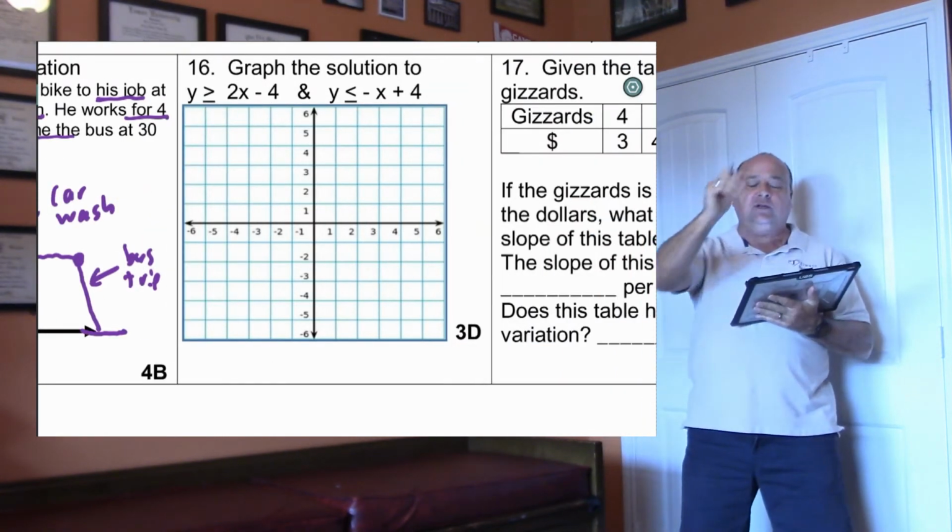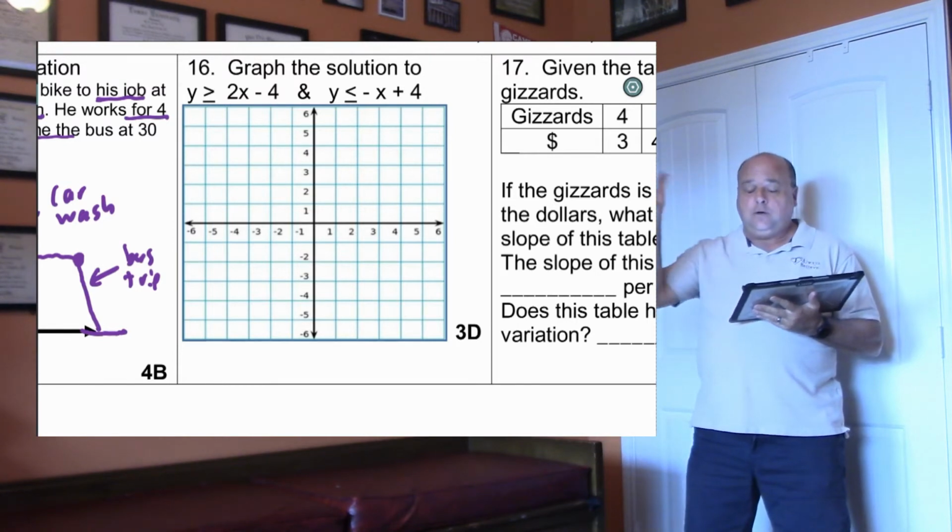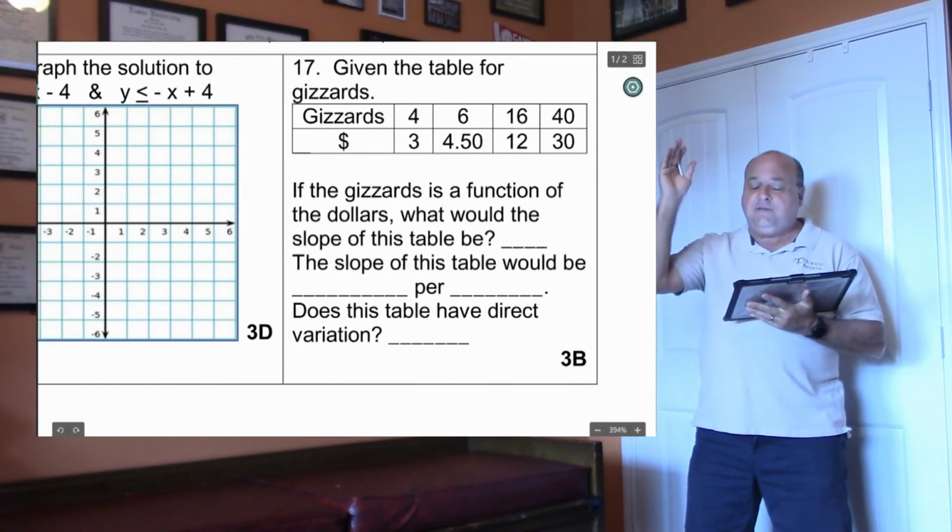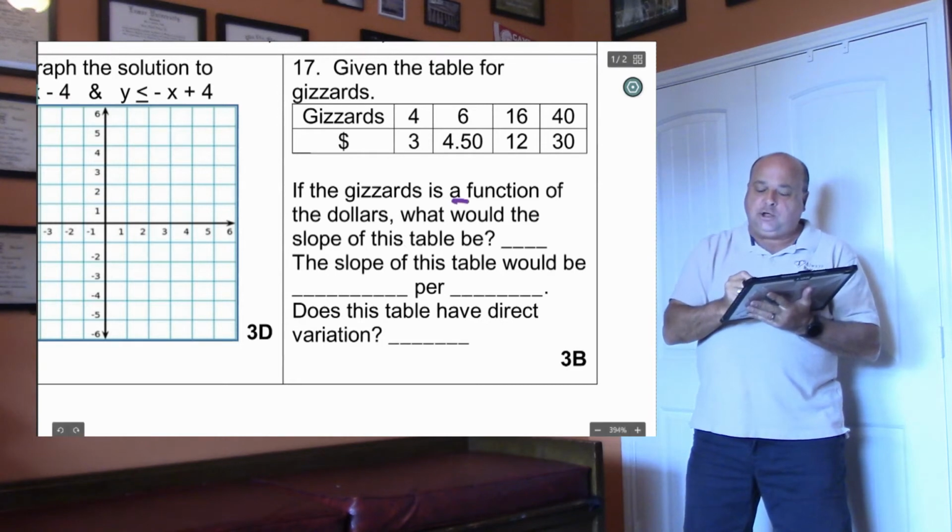You should be able to do this on your own. I'm not going to help you out. You're going to graph the 2 lines. Number 17, you should be able to do this one. Make sure you're doing this.